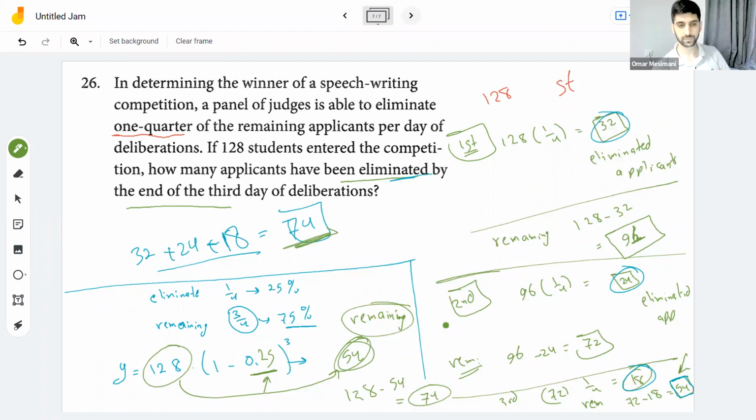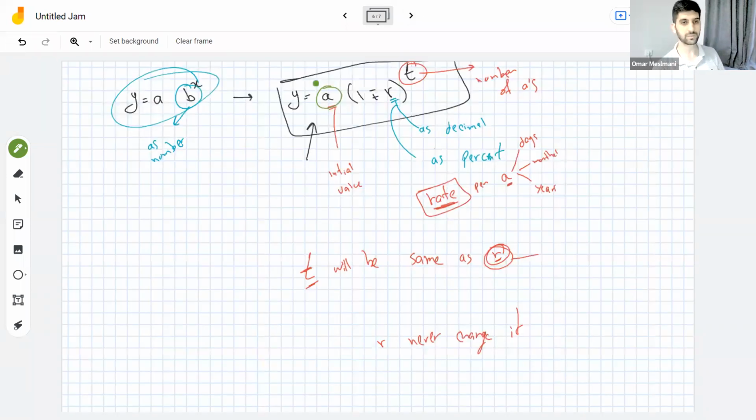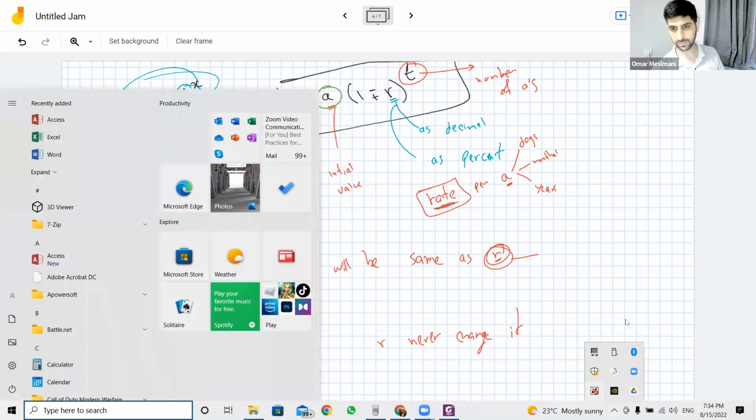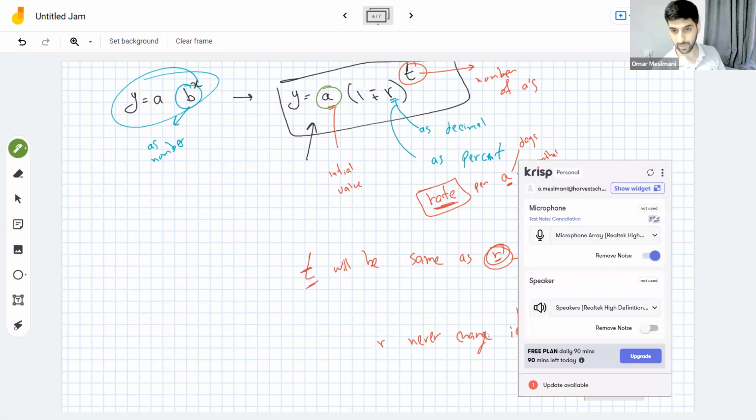Can I ask a question? Yes. How did you put the numbers in the rule? I didn't get that part. Why do you put 128? It depends on this formula. A is the initial amount. How many students did I start with? I started with 128, is it? Yeah.